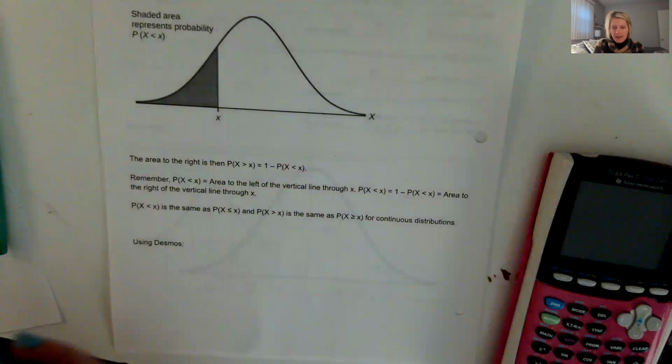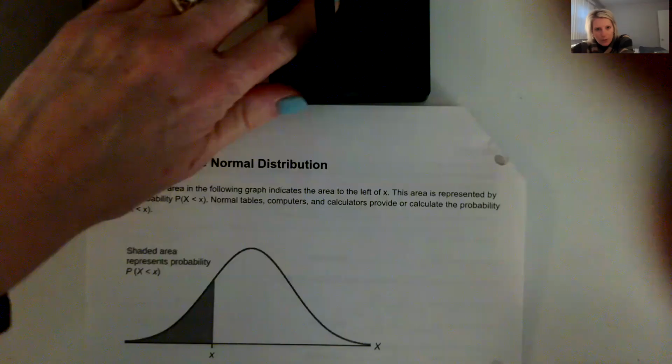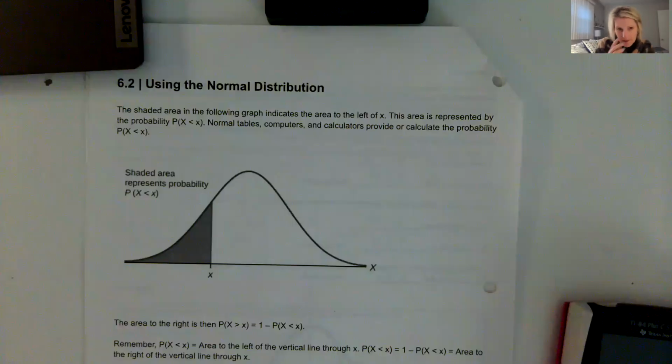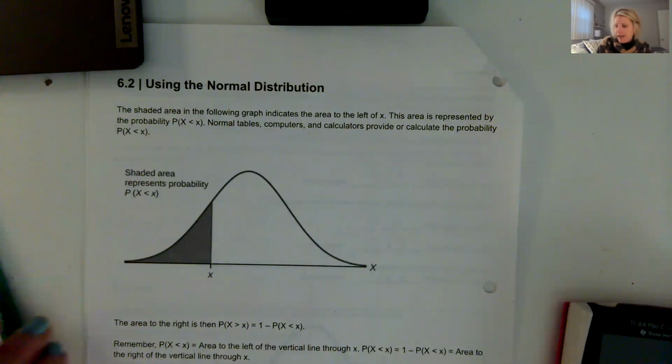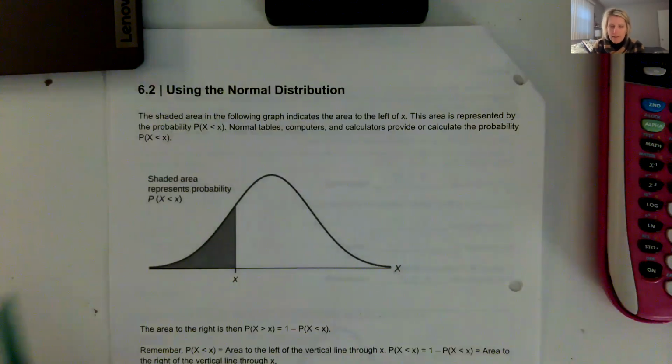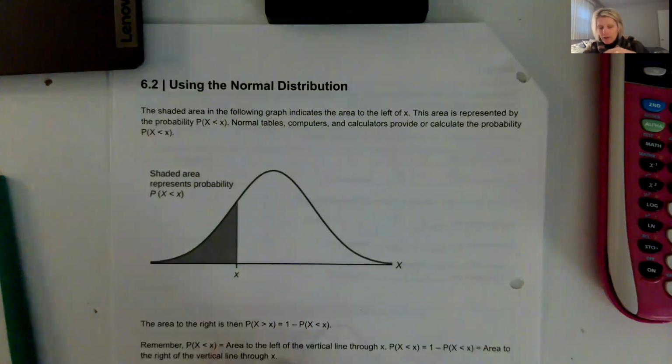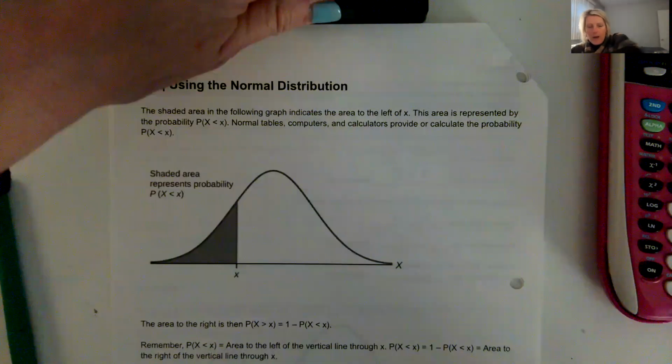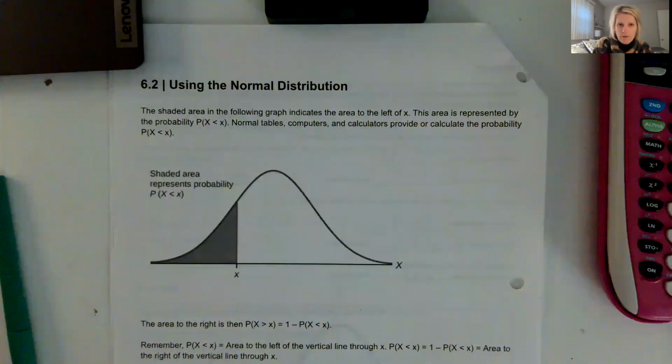And welcome back to lesson 6.2. We're continuing on with this normal distribution. And we ended looking at z-scores and how they compare to items relatively. And now we're going to learn how we can find probabilities on the normal curve.